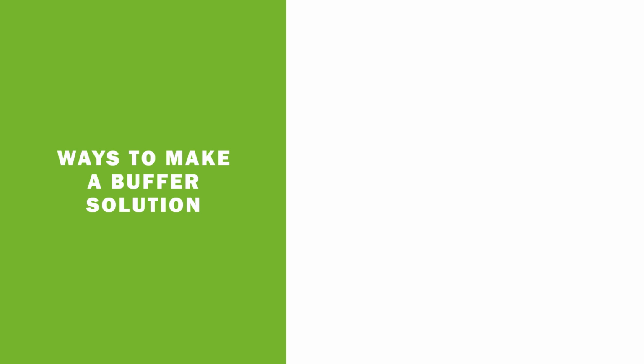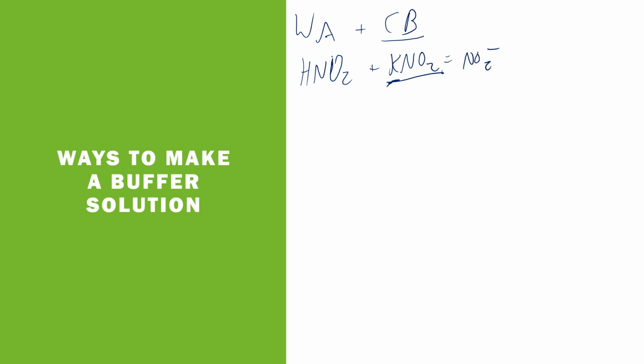So there's some different ways that you can actually make a buffer solution. You could put the weak acid in a solution with its conjugate base. And be careful, the conjugate base could be written as a salt. So if you have something like HNO2 as a weak acid, it could be put with something like KNO2. But alkali metals are soluble, right? Group 1 metals are soluble. So really, that KNO2 is the same thing as saying NO2 minus. So you have your weak acid and your conjugate base.